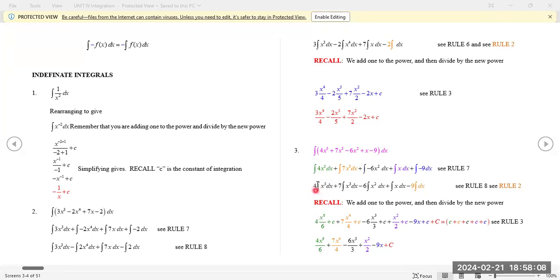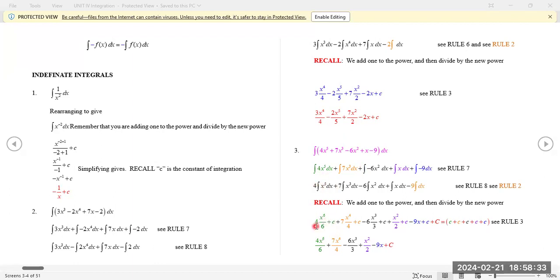When I integrate this first piece, it is an indefinite integral, so I must have my plus c when I finish. This is going to be 4x to the 6 over 6, because I add 1 to the power and divide by the new power. So we have 4x to the 6 over 6, but I must have a plus c because this is an indefinite integral. So we have a plus c right here.